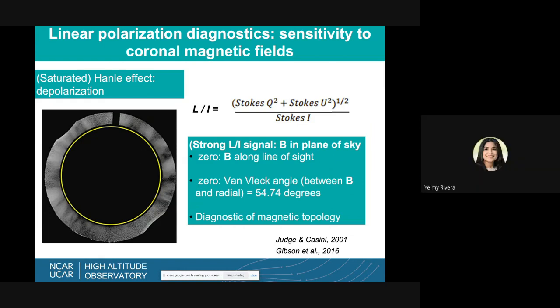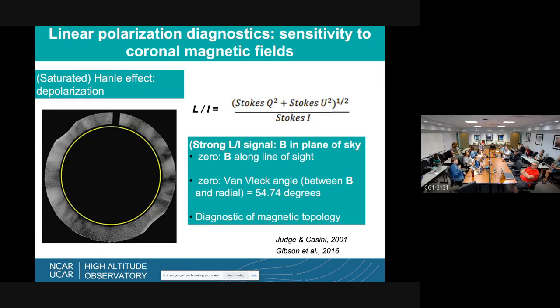Yeah, so that's a really important point. It has no sensitivity to the strength of the magnetic field at all, because it's in the saturated regime. In the unsaturated regime, some of the ultraviolet lines like Lyman alpha, for instance, have this capability. It's only about the direction. And so it's gray. If there were no magnetic field or the magnetic field was 100% radial, for example, it would just be gray everywhere.